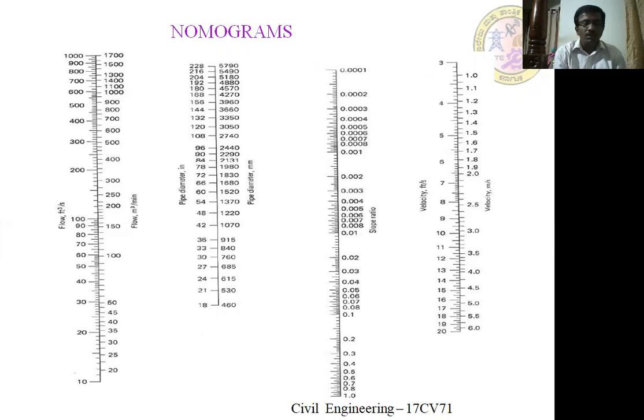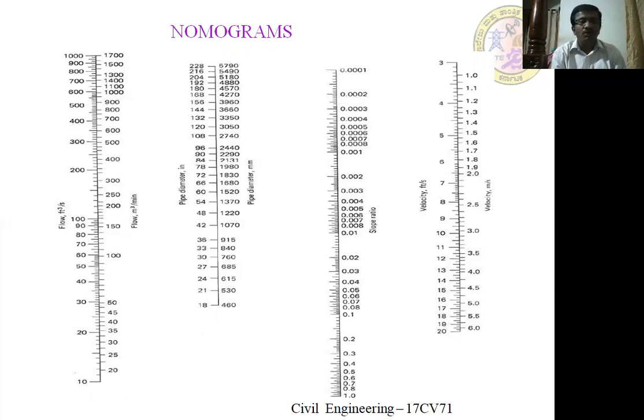Once again, this nomogram mainly depends upon the value of n only. But for our design, we assume that n does not vary with respect to the depth. So the different parameters in the nomograms are, the first one is flow. Flow is usually expressed in terms of meter cube per second.